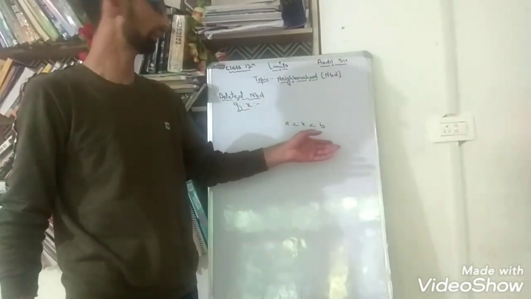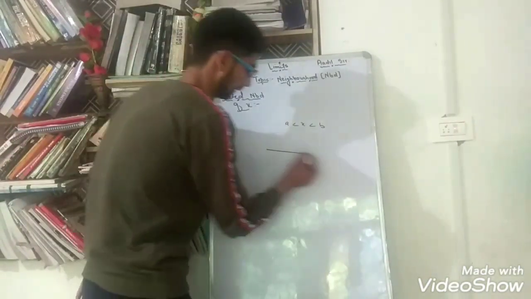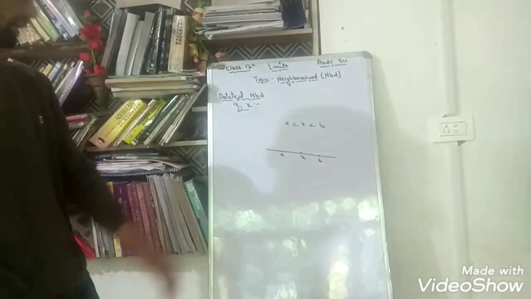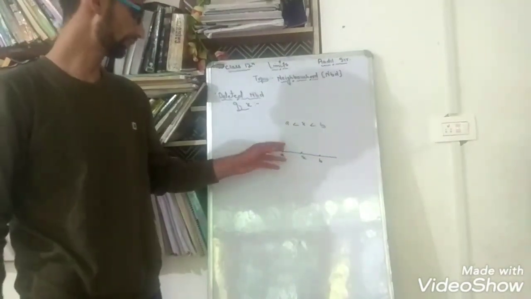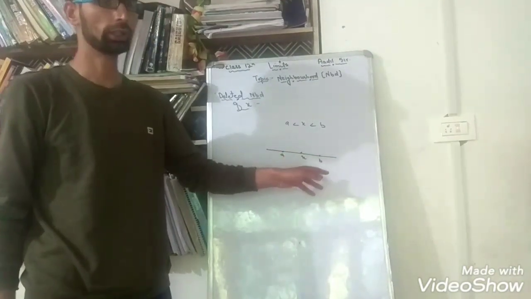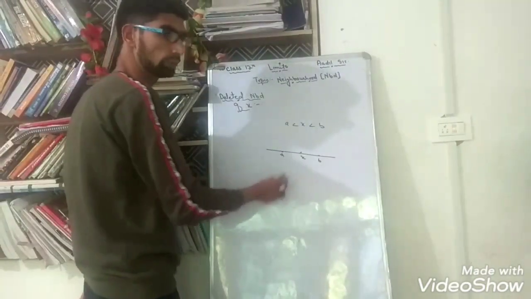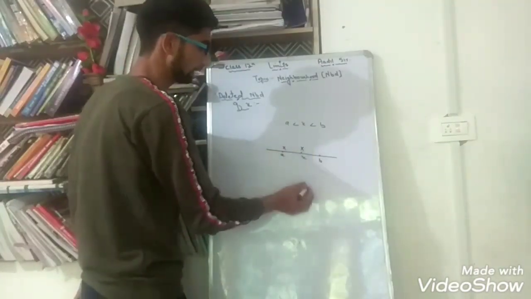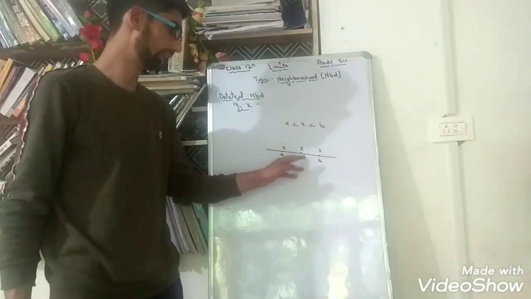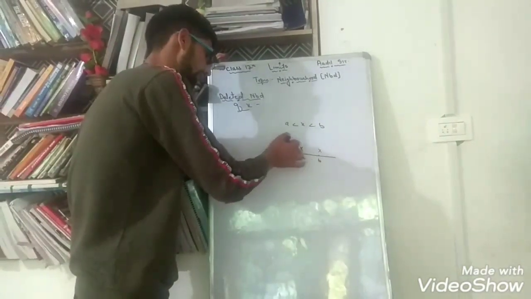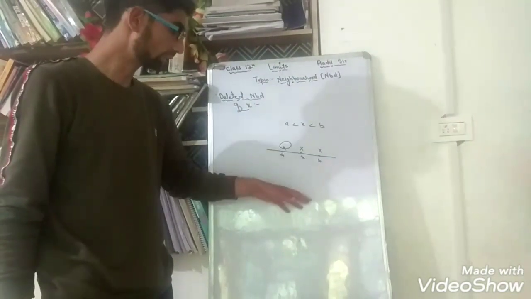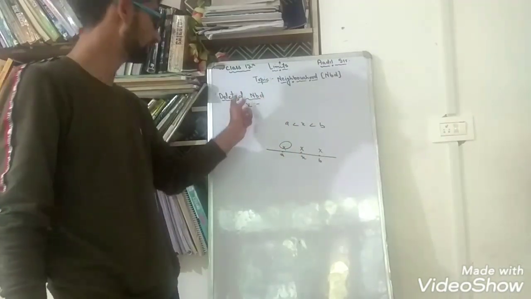If we have these three real numbers a, x, and b, and we take a set from a to x and from x to b, but we exclude these three points a, x, and b from that set, then we call the set the deleted neighborhood of x.